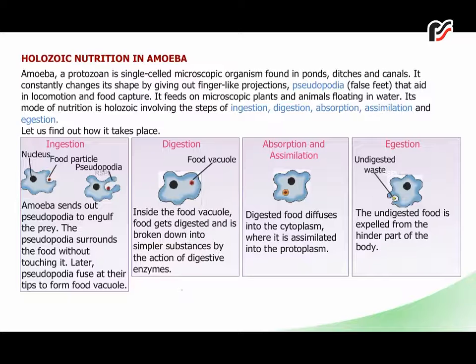Digestion. Inside the food vacuole, food gets digested and is broken down into simpler substances by the action of digestive enzymes. Absorption and assimilation. Digested food diffuses into the cytoplasm where it is assimilated into the protoplasm. Egestion. The undigested food is expelled from the hinder part of the body.